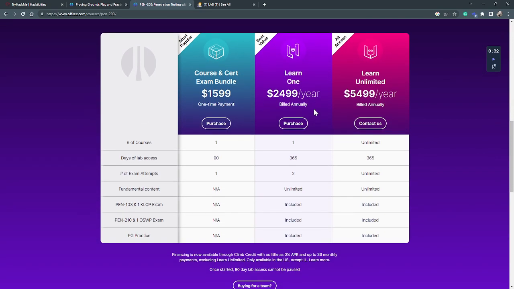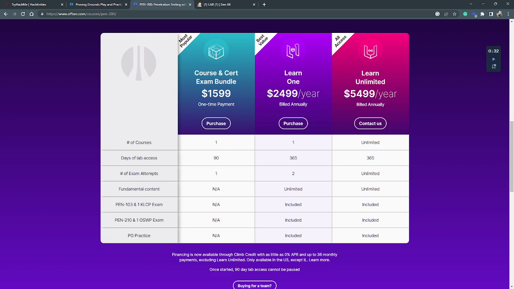So let's run through the bundles real quick. Right here is their foundational bundle. $1,600. What do you get in it? You get the course, obviously, 90 days of lab access, and you get one exam attempt. Now, I really recommend this for people who are going to be really dedicated to those 90 days. So either you are holding down a full-time job and you plug in 4 or 5 plus hours a day for 90 days straight, and you're just a savage running through this thing for 90 days.